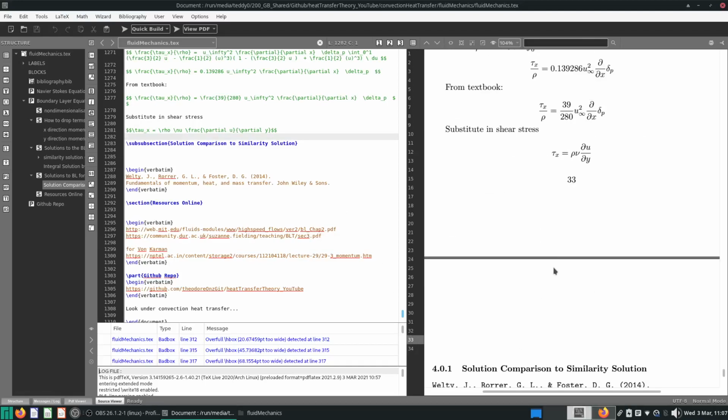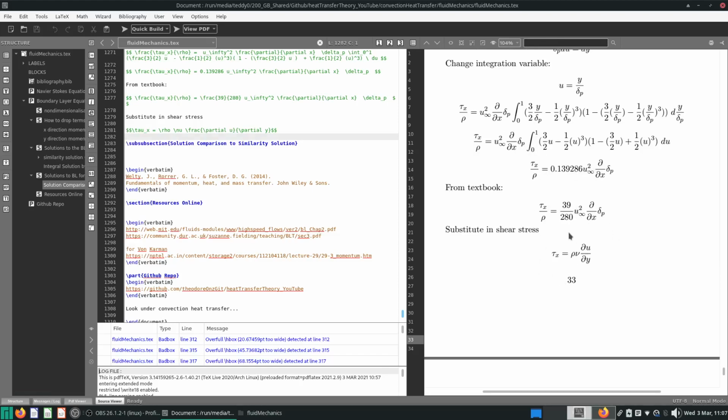So we're gonna continue where we left off. We're trying to find an expression for shear stress. Unfortunately, it's in terms of this boundary layer thickness, which we don't really know at all. We don't know what the boundary layer thickness is based on our input variables. So we still need to solve for this boundary layer thickness.